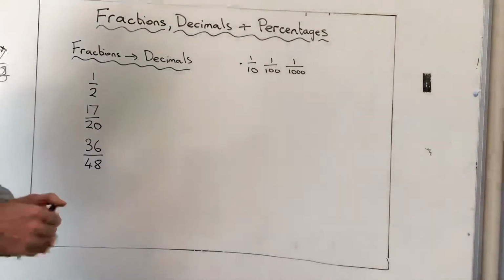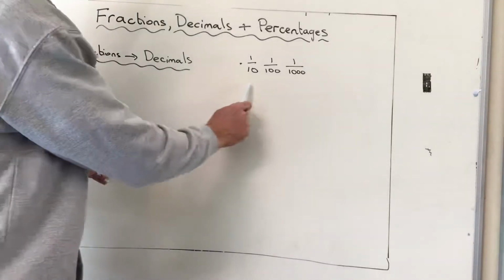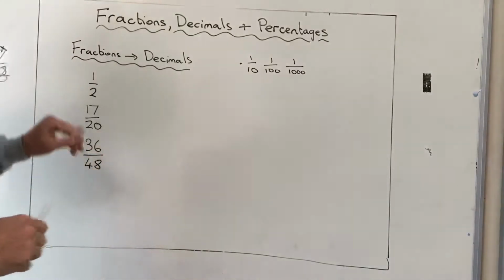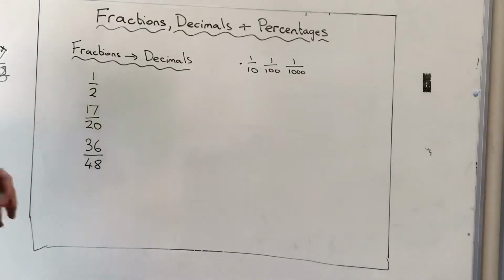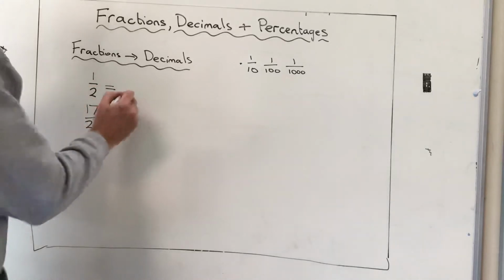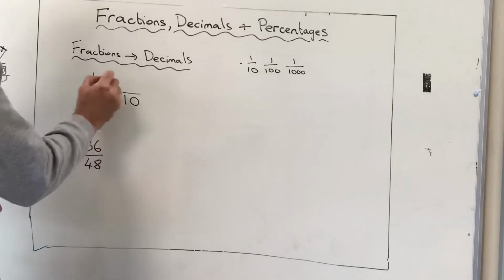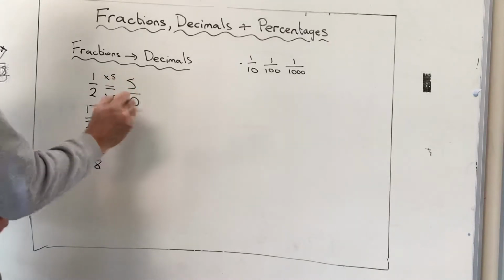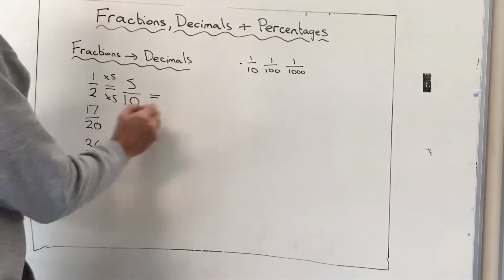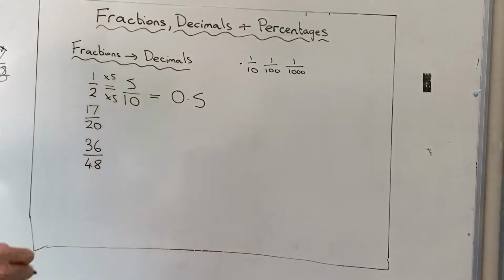The first way is to remember your column headings, which are tenths, hundredths and thousandths, and we can convert a fraction into a tenth or a hundredth or a thousandth and then just write the decimal equivalent. For example, 1/2. Well, how many tenths is that? Equivalent fraction: 2 times 5 is 10, so 1 times 5 is 5 tenths. So we've got 5 in the tenths column, so our decimal equivalent is 0.5.